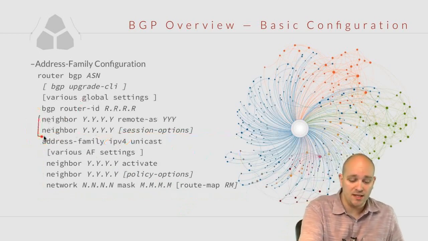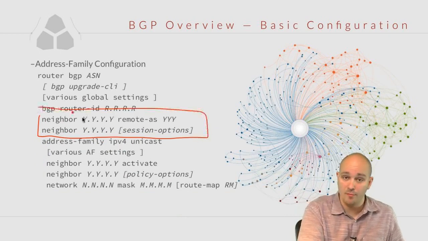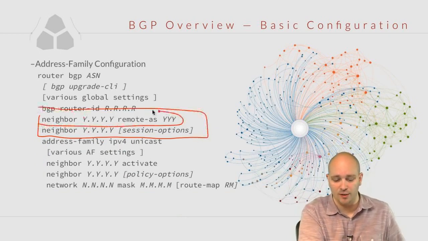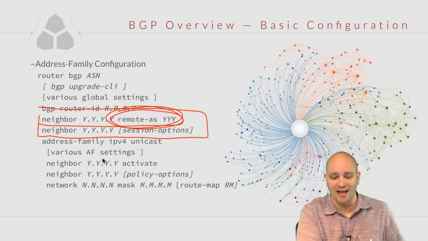Then what we are going to do is specify the neighbor, and you remember there is one mandatory command, so we have to specify the remote AS.